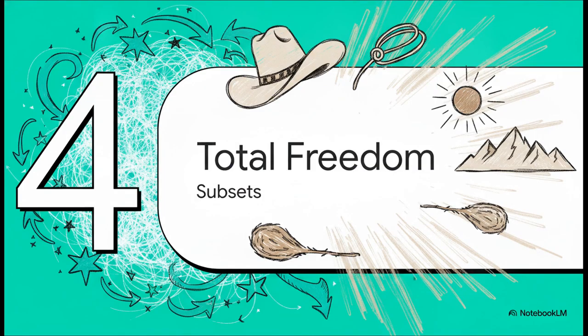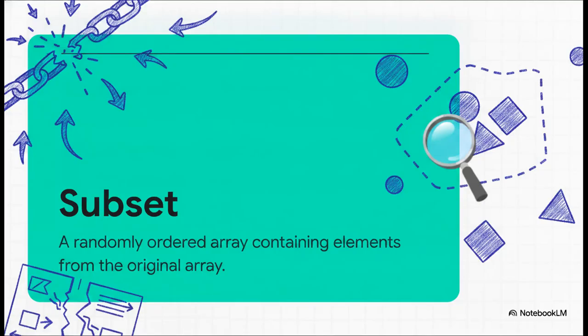All right, Section 4, total freedom, subsets. A subset completely shatters the relative order rule. It allows for absolutely any possible combination of the original set. It doesn't have to be contiguous, and it absolutely does not care about the original order. As long as the elements existed in the parent array, you can bundle them together however you like.